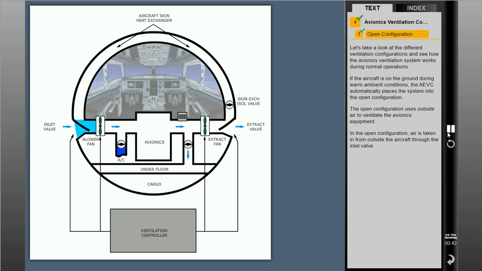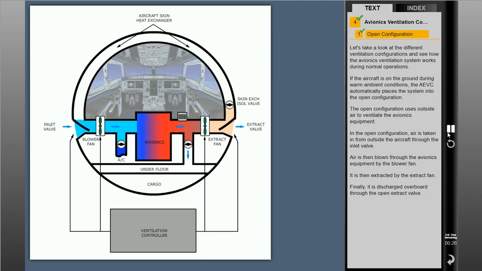In the open configuration, air is taken in from outside the aircraft through the inlet valve. Air is then blown through the avionics equipment by the blower fan. It is then extracted by the extract fan. Finally, it is discharged overboard through the open extract valve.